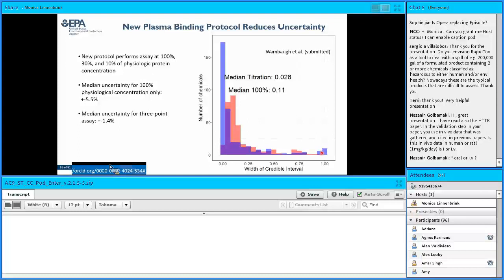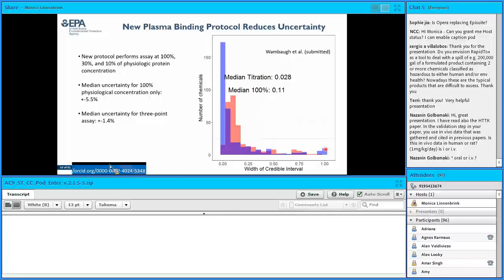We find that this is the width of the credible interval. So there are still chemicals that we just totally suck on, and that's actually interesting to know too. So that means the width of the credible interval for these couple of chemicals over here is somewhere between 0 and 100% bound.